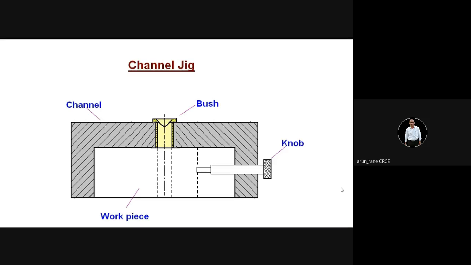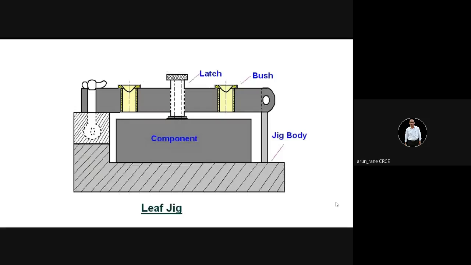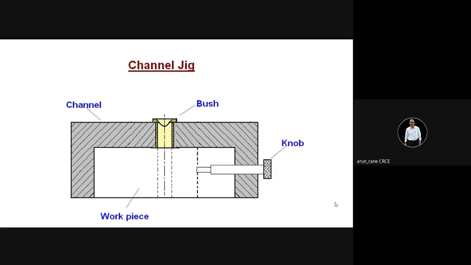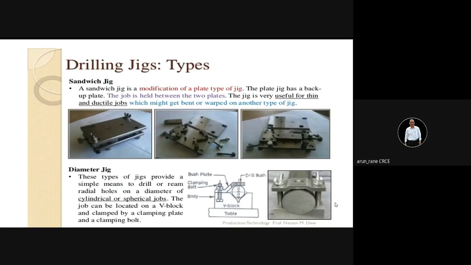I have already uploaded this, so you can read it. Sandwich jig you can skip. You only have to remember the lift type of jig, channel jig, simple jig, and box type of jig. That is sufficient. So you can skip this sandwich jig. If you want to study, you can, but from the examination point of view, it is not necessary.